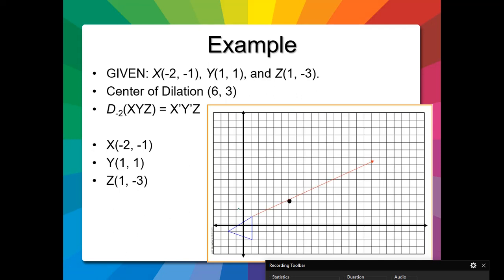So let me start here. This point here at 1, 1 is Y. To get to the center of dilation, I have to travel 1, 2, 3, 4, 5 to the right and up 2. We want to double that, but we're going to keep going over to the right to place it on the correct side. So we're actually moving 10 and then up 4. So this is going to place my new point for Y prime at 16, 7.